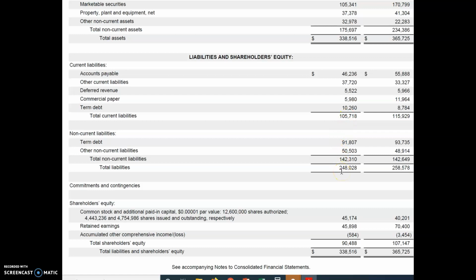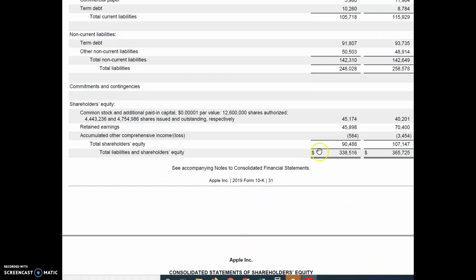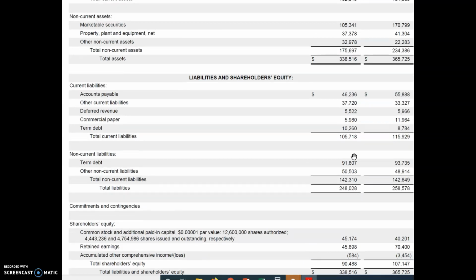Here's our total liabilities. And then here they show their stockholders' equity. And then they add together the total liabilities, $248,028, the total stockholders' equity, $90,488, to get our total liabilities and stockholders' equity, $338,516, and that is the amount of our total assets. So that's how the balance sheet, the classified balance sheet, is prepared. And going forward, we will be talking about current assets and current liabilities.